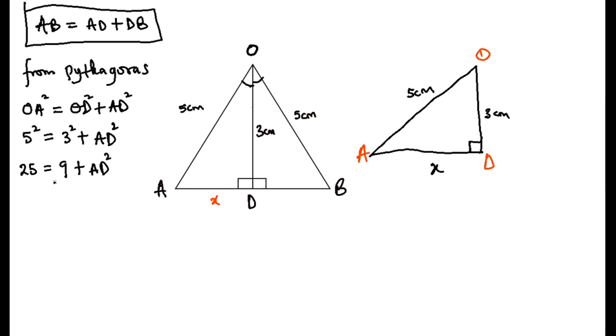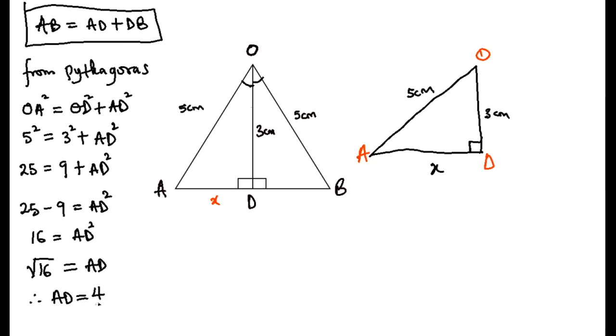So taking like terms here, 9 comes to the left. I will have 25 minus 9 equals AD all squared. And 25 minus 9 is 16, equal to AD squared. So to get my AD, I will take the square root. For this square to go out, I will take the square root on both sides. Here becomes the square root of 16 equals AD. And therefore, AD becomes equal to 4.